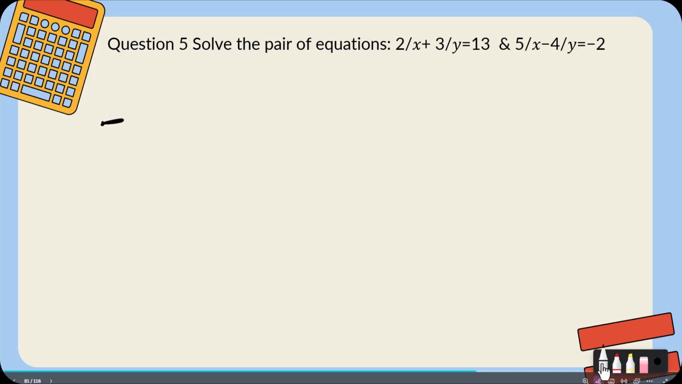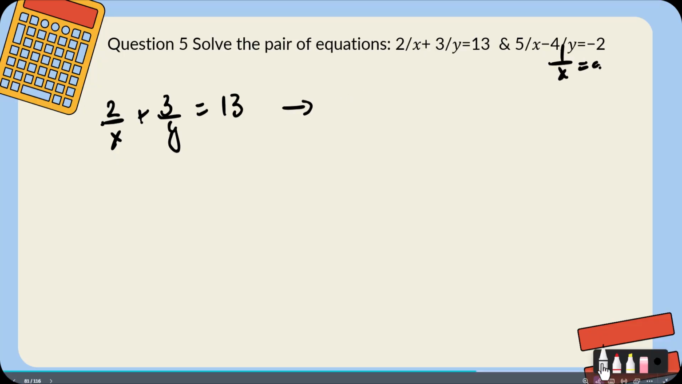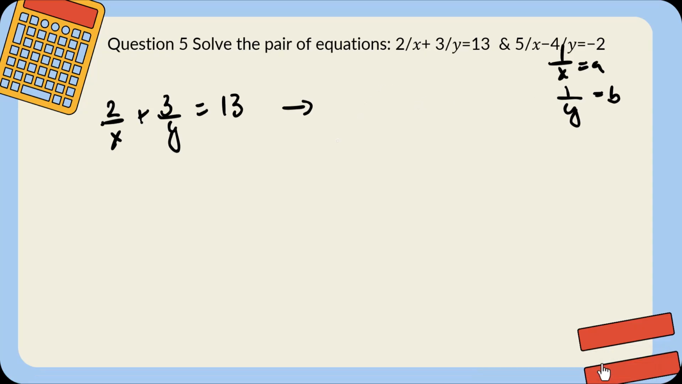Here we have 2 by x and 3 by y, right? So 2 by x plus 3 by y is equal to 13 we have. We also have 5 by x minus 4 by y is equal to minus 2. So 1 by x I'll write as a, and 1 by y I'll write as b. Because what is given here is not a linear equation. Why? Linear means the degree should be 1. So we'll convert it to proper linear equation form, where 1 by x is equal to a, 1 by y is equal to b. So we can easily solve them.